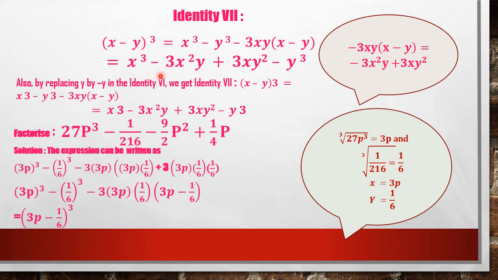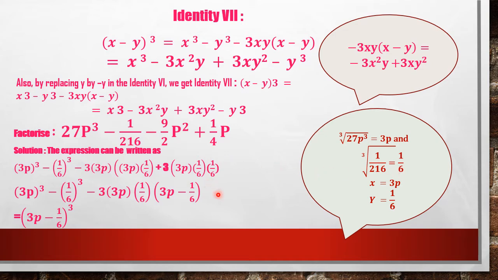So how are we going to use this expanded form? Let us first find the cube root of the first two terms. They are over here. The cube root of 27 is 3 because the prime factorization of 27 is 3 into 3 into 3. Hence its cube root is 3, and the cube root of p cubed will be p. Similarly, the cube root of 1 upon 216 is 1 upon 6. Why? Because the prime factorization of 216 is 6 into 6 into 6. Hence, the cube root is 6.